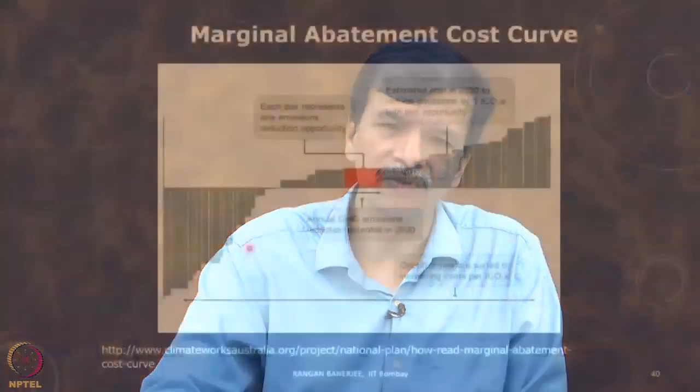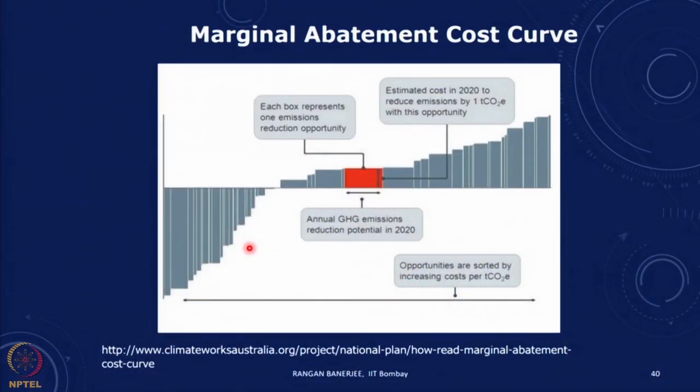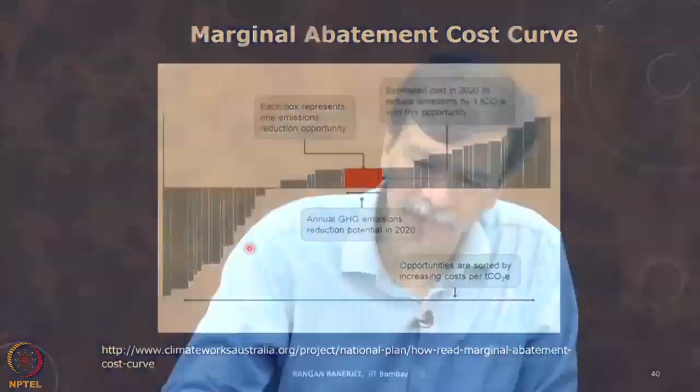I'd like to just talk to you about using the concepts that we have learned so far to calculate the marginal abatement cost curve. When we introduce this concept of energy and environment and the issue of climate change, we look at different options and see what is the impact in terms of the greenhouse gas emissions or the CO2 emissions.